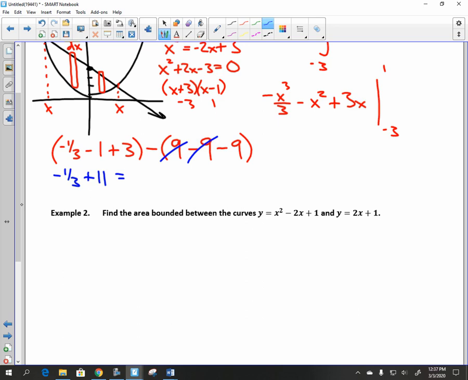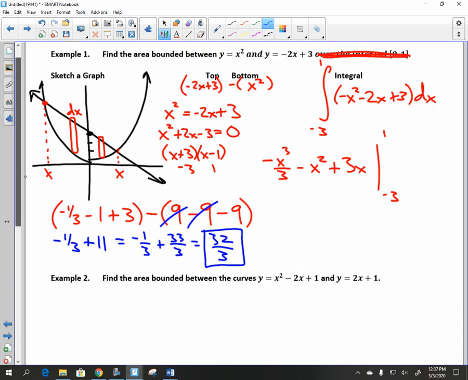I find common denominators. Negative 1/3 plus 33/3 is 32/3. What do you think? Not too bad?